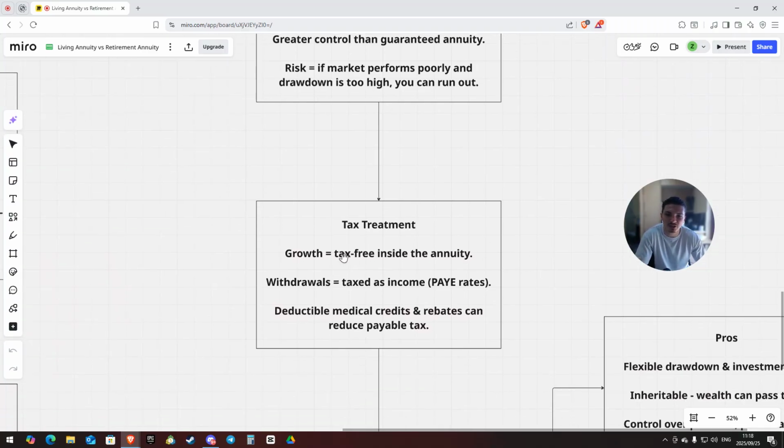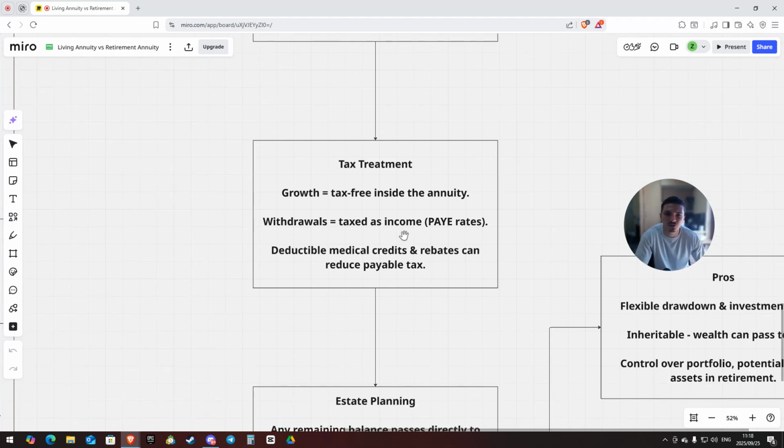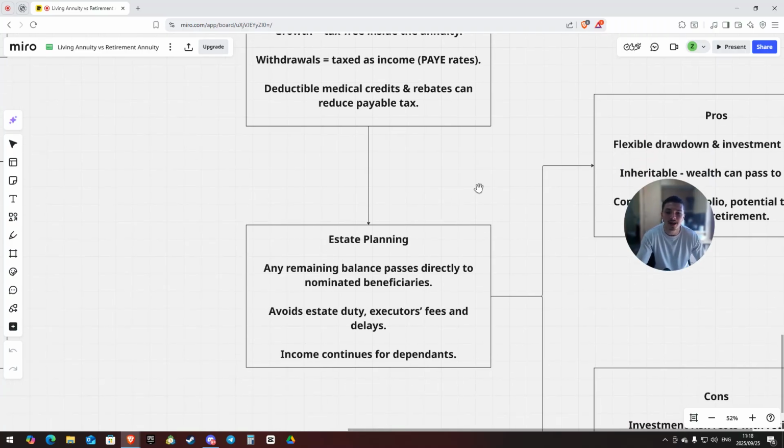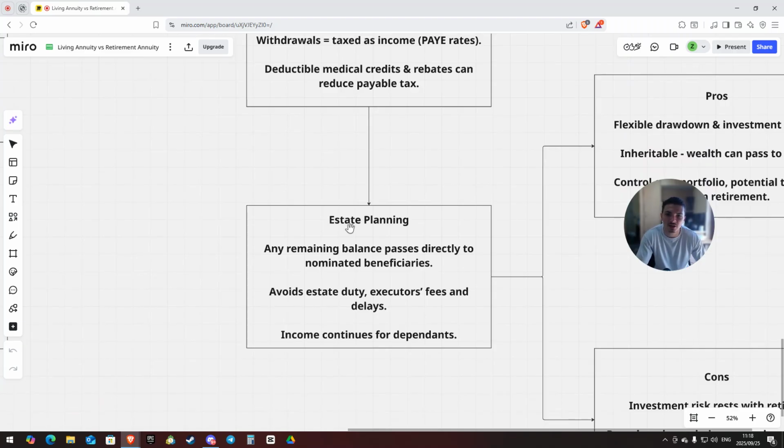Okay, so in terms of tax treatment, growth is obviously tax-free still. Withdrawals, tax is pay as you earn still. And you can deduct things like medical credits and rebates, which can reduce your payable tax bill. But now the benefit of this is obviously estate planning, as opposed to a guaranteed annuity where you have money paid to you every single month, but you never get to see that lump sum. If you die, that money is gone. Whereas at least you can set up estate planning benefits with this living annuity.